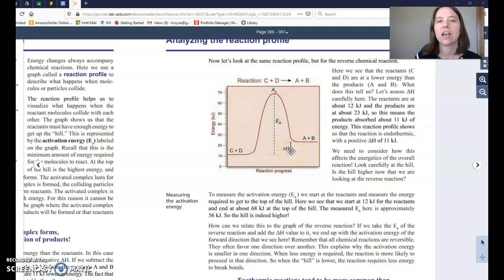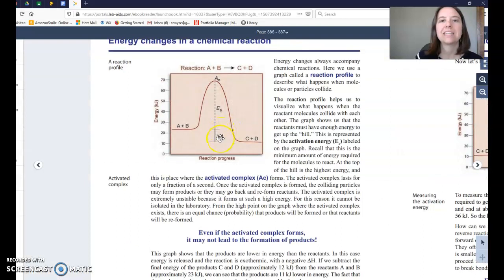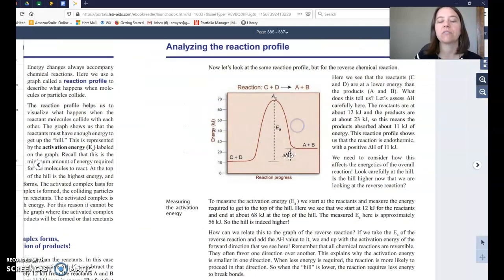And just to clarify on the other one, the change in enthalpy was negative 15 kilojoules because we know it was exothermic. So this one is a positive 15 kilojoules.